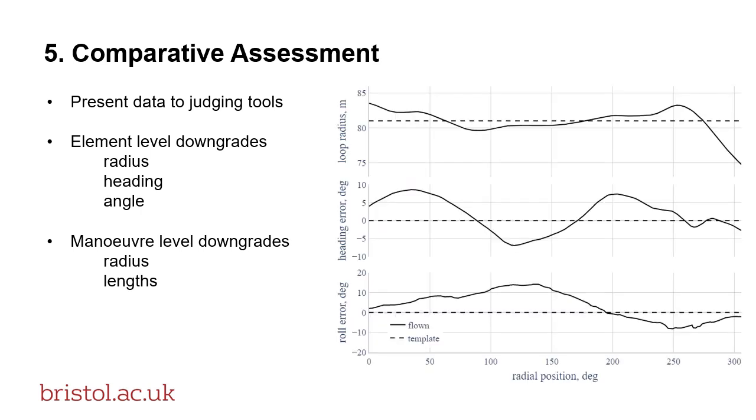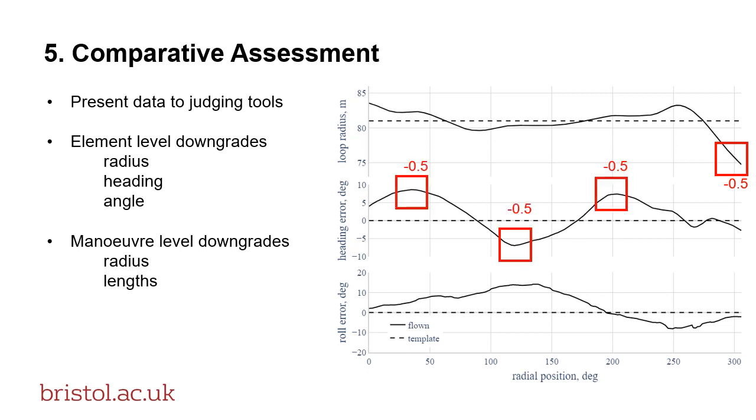The three graphs on the right show the three main things you need to look at in order to score a loop element, and they're all plotted against the radial position around the loop. The first one shows the loop radius. Most of the deviations are pretty small except at the end where it gets a bit tighter. The rules say a judge should take half a mark for a visible change in radius, so we're down to 9.5 out of 10 for this element.